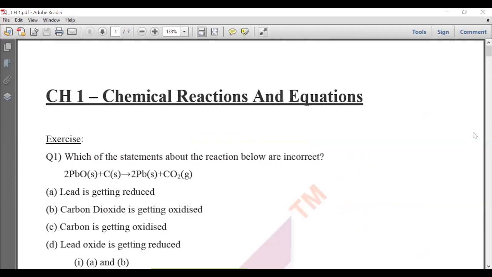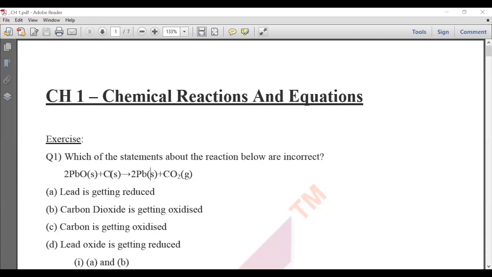Now moving on to the NCERT, we have the first question, which reads, which of the statements about the reaction below are incorrect? So clearly, this is our reaction, which shows lead oxide reacting with carbon to give lead plus carbon dioxide. Here there is removal of oxygen from lead, so lead oxide is getting reduced. So D is correct. Therefore A is wrong.